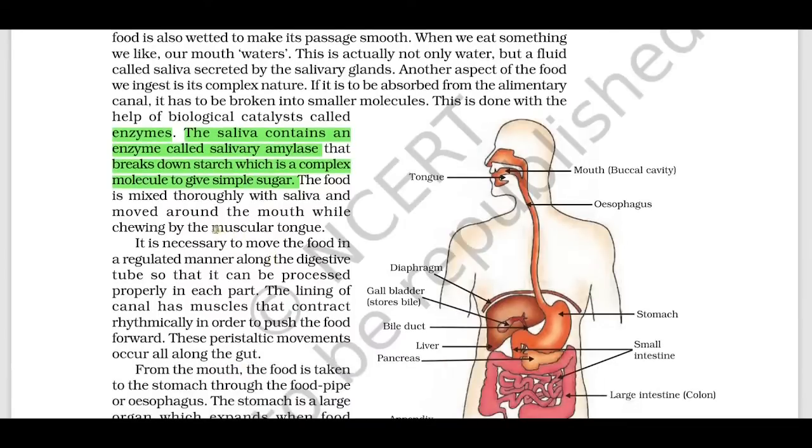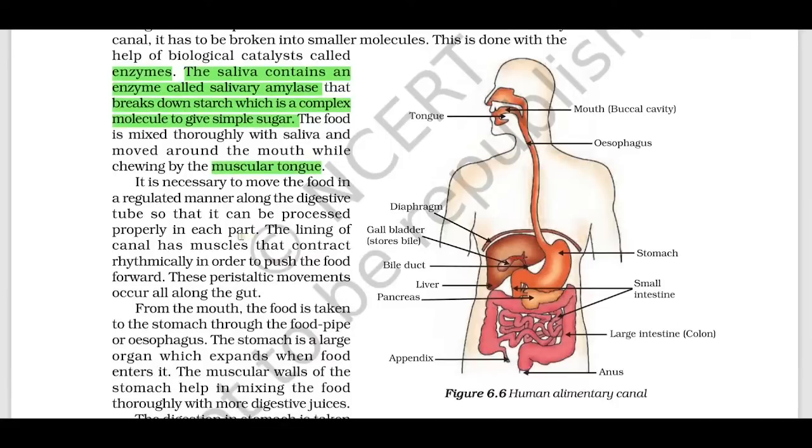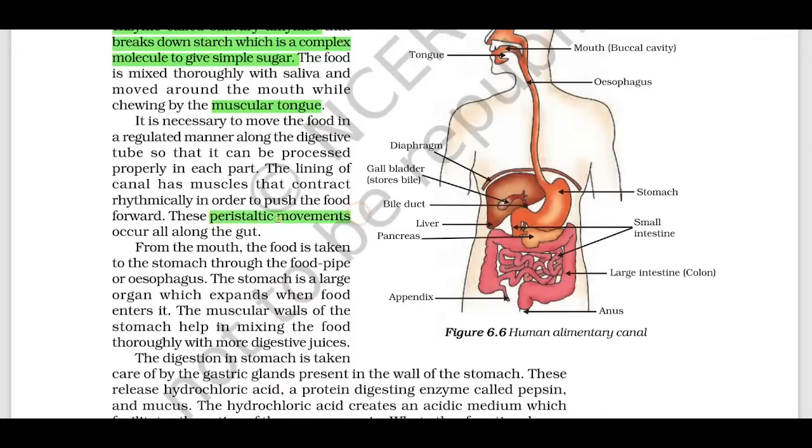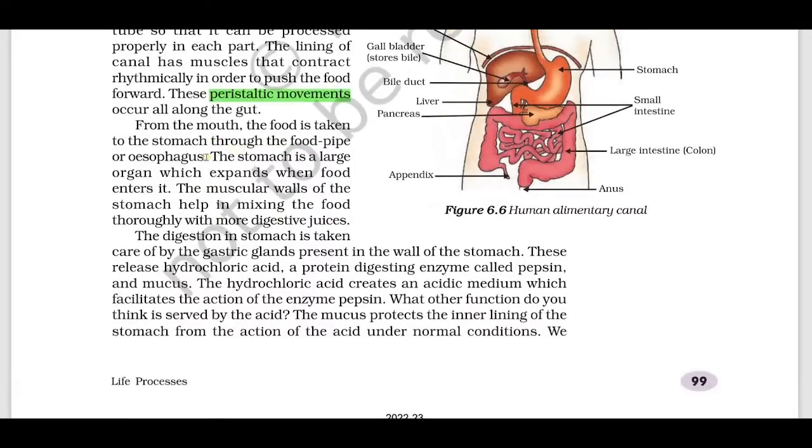And the function of the muscular tongue. Next, the meaning of peristaltic movements from the mouth. The function of the stomach: it releases 3 important gastric juices. What are those? Hydrochloric acid, pepsin, and mucus. The function of hydrochloric acid, the function of the protein digesting enzyme pepsin, and mucus. You should know the function of each gastric juice.